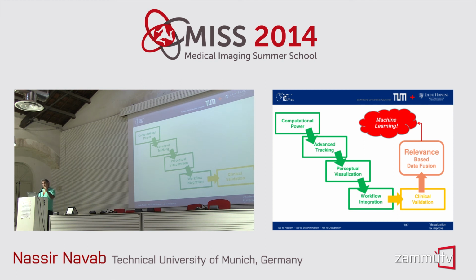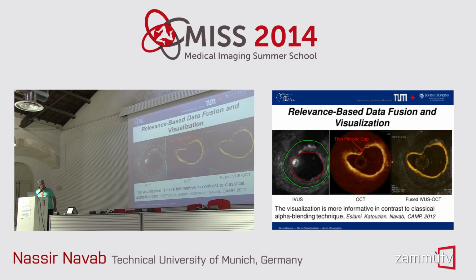Now, how do I get the clinical relevance? I believe this is only possible if we do relevance-based fusion, and perception is not enough, because if I show things together, some of them are positive, some of them are negative. They need to do things, so we have to get the relevance. How do we define relevance? That's where we come to machine learning. I think we definitely need to do it with machine learning.